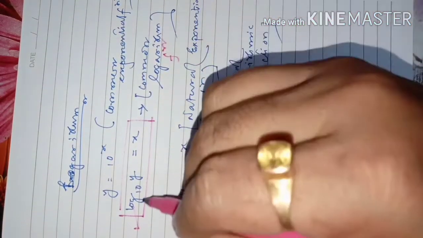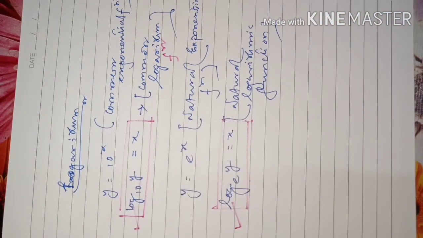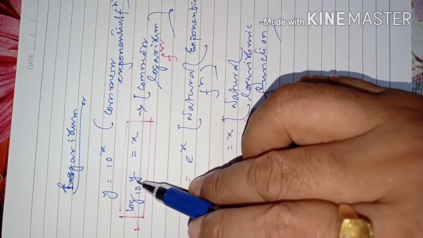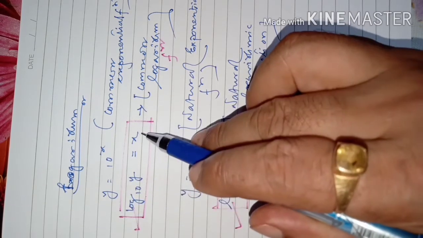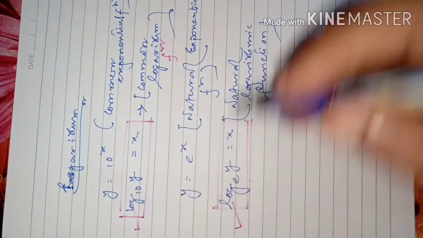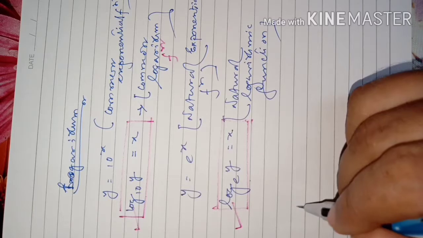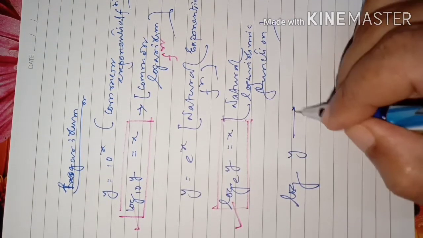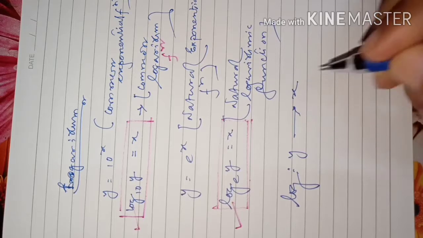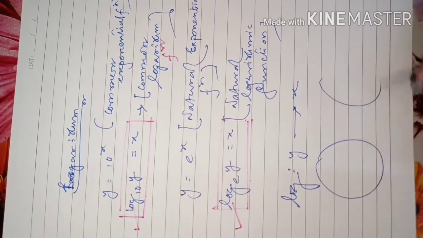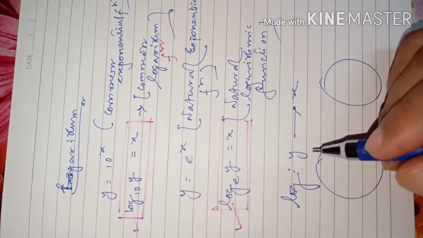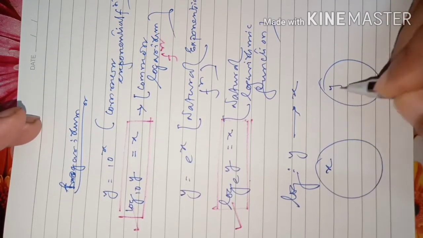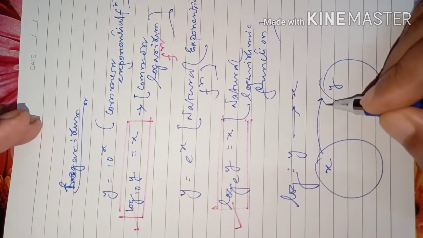That means logarithm also can be a function from these y values to the x values. We can say this is also a function, a log function from y to x. Suppose this is a function from x to y. The exponential function is from x to y. Here is x, here is y.